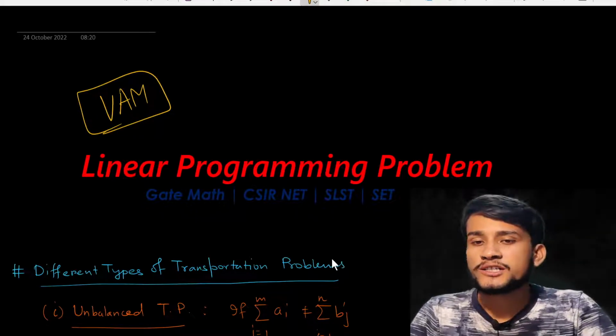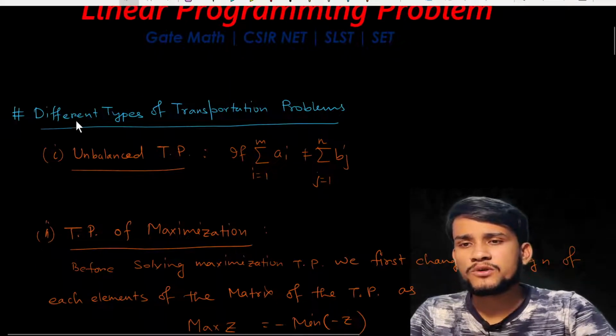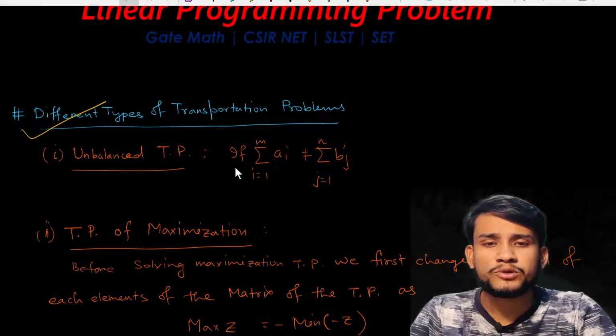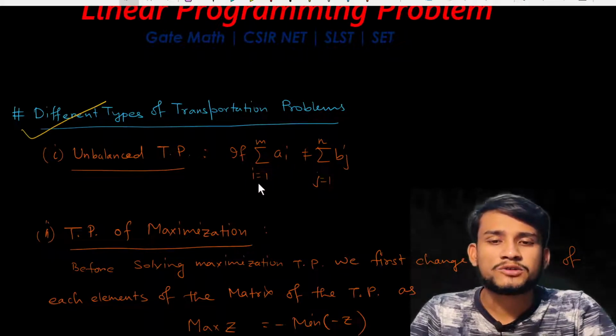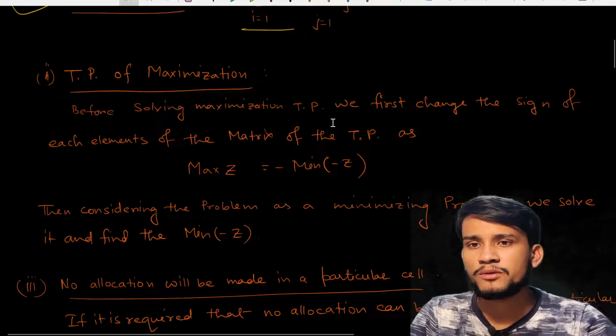So let's start. First we discuss different types of transportation problem. The unbalanced transportation problem we already discussed: if summation Ai is not equal to summation Bj, then it is called an unbalanced transportation problem.